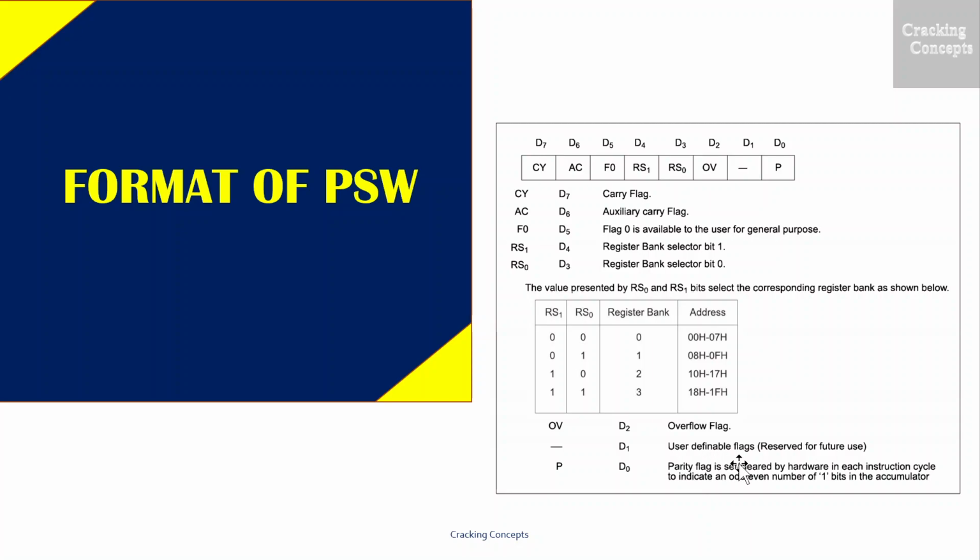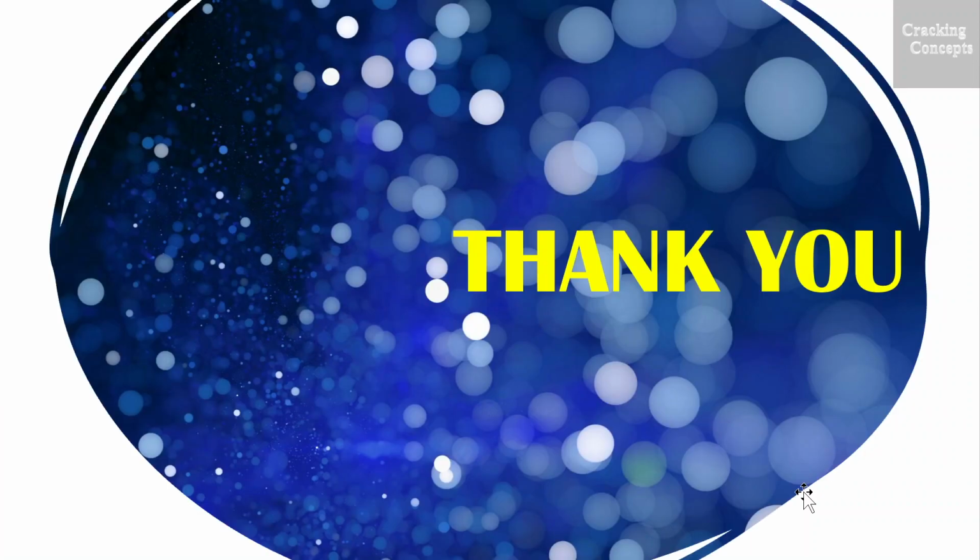D1 is a user definable flag that is reserved for future purpose, and D0 contains the parity flag, which is set or cleared by hardware in each instruction cycle to indicate an odd or even number of 1 bits in the accumulator. That's all for now.